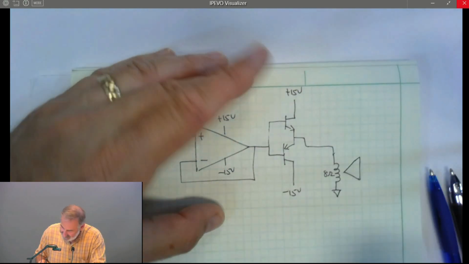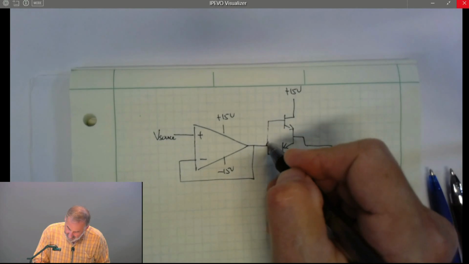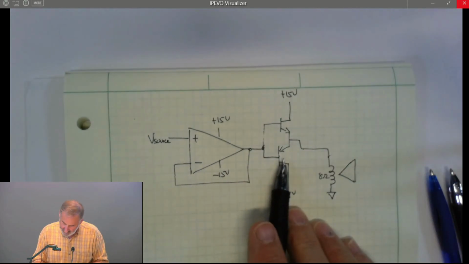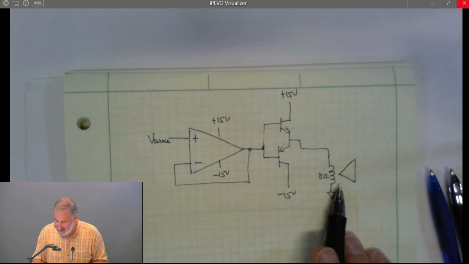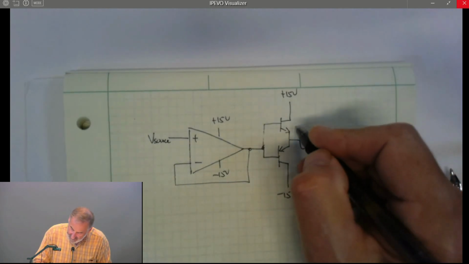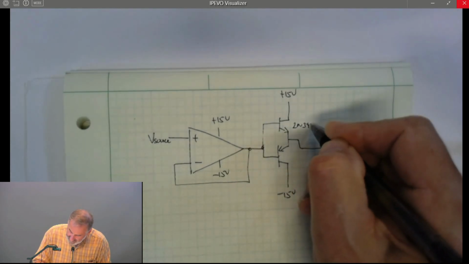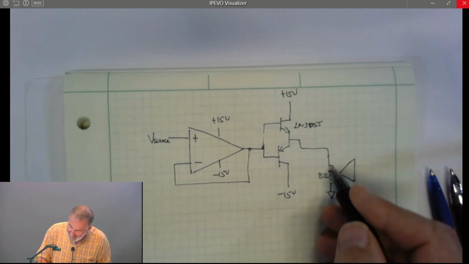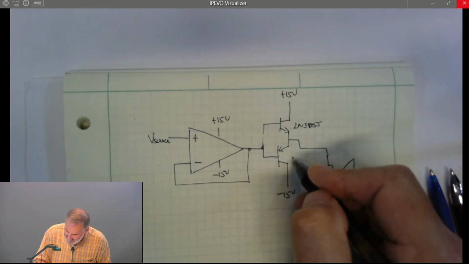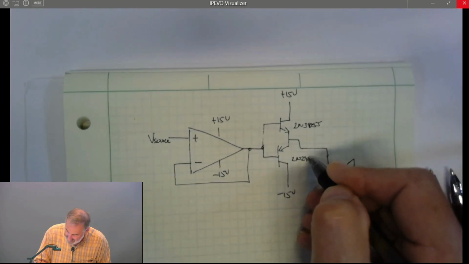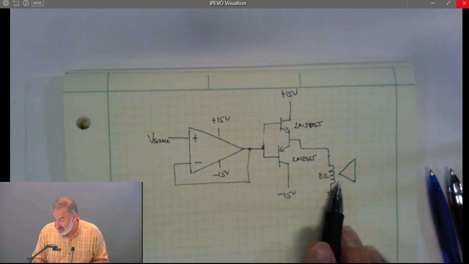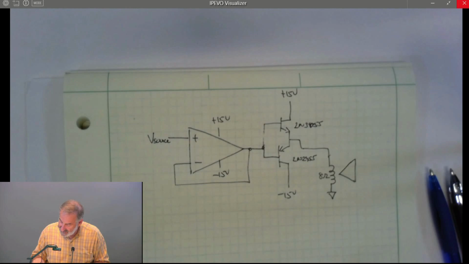In a push-pull configuration. So now the op-amp drives our push-pull, and if we need to put current into the speaker, we turn on the 2N3055. And if we need to pull current out to the minus supply, we turn on the 2N2955. And now we can get several amps into the speaker.